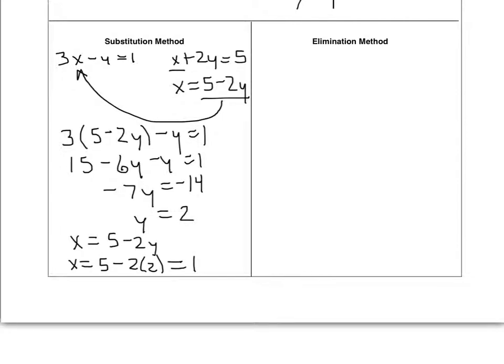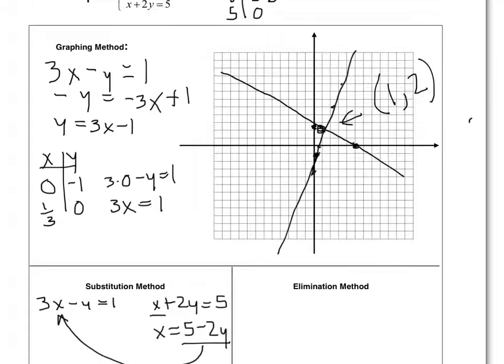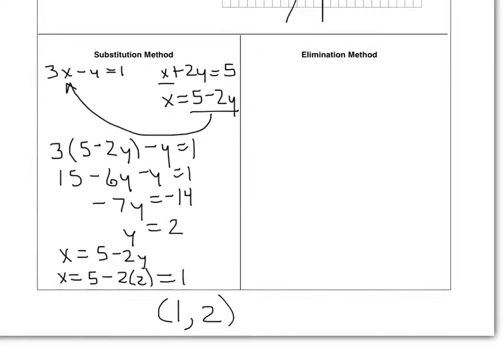So even though our graph was kind of messy, we were able to find the solution. The point 1, 2 is the solution of our system. Notice that when we graphed, we got the point 1, 2. And when we use substitution, we get 1, 2. It's the same answer. It's the same system. It's just a different method.